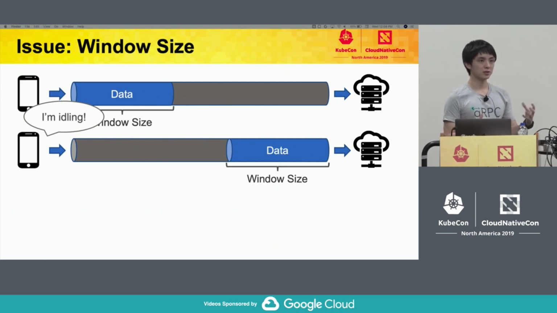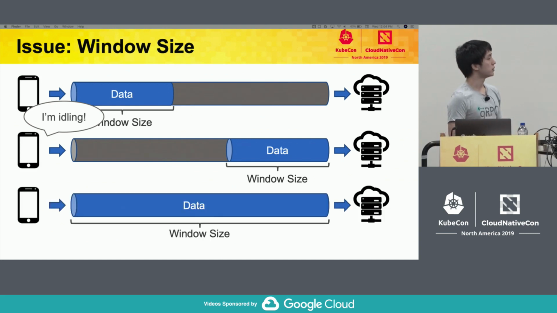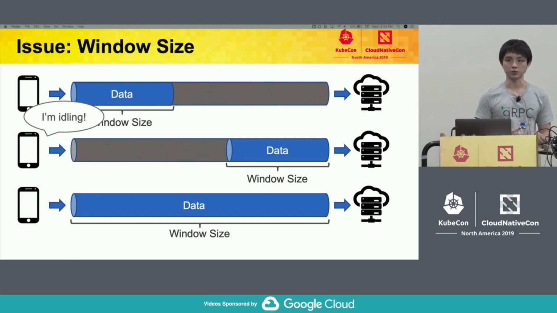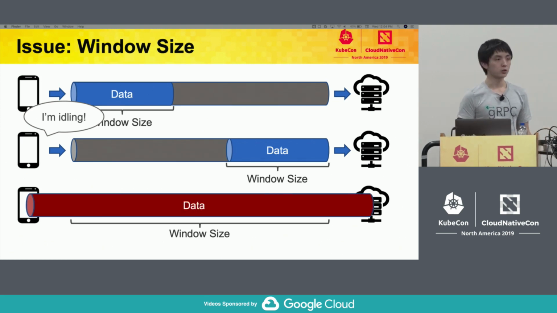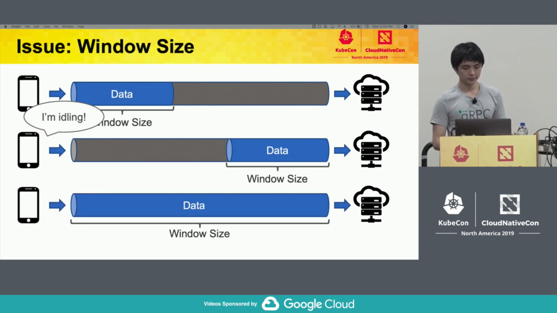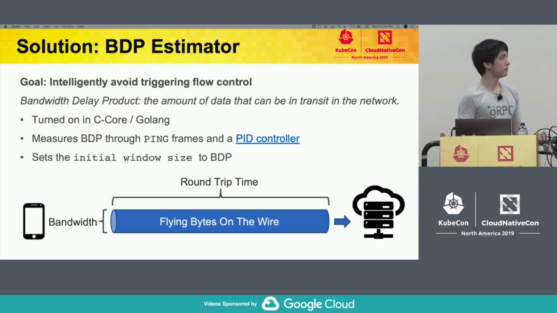And this phenomenon will get worse when your sender and receiver are not in the same data center. Maybe one is on the East Coast, one on the West Coast, one in Europe, one in North America. What we want here is the window size to be as big as possible to utilize all the networking resources. But we don't want it to be too big that it can overflow either side. gRPC's solution here is the BDP Estimator.